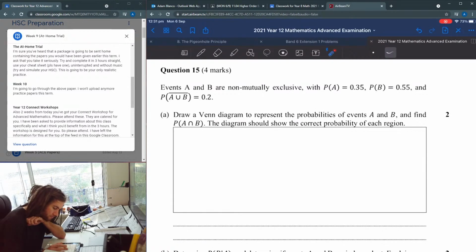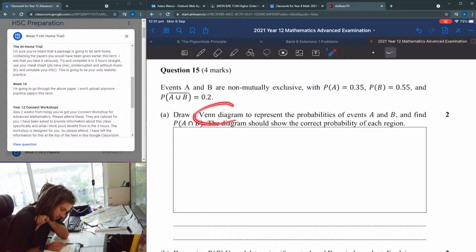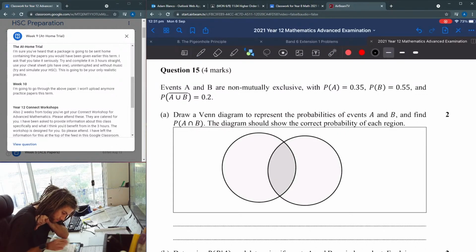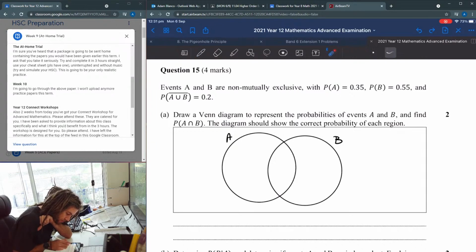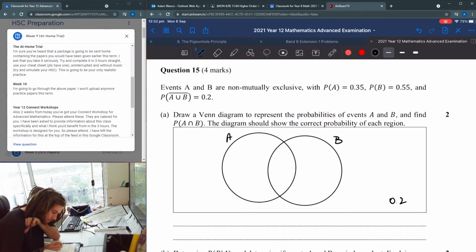Events A and B are non-mutually exclusive. That means if I were to draw a Venn diagram, they would overlap. So let's do that. Now this is A, that's B. Probability of A is 0.35. Probability of B is 0.55, and, okay, so all of them together, not that. Okay, so the probability of not any of them occurring is 0.2. So this 0.2 is out here. Use a Venn diagram to represent the following probabilities.